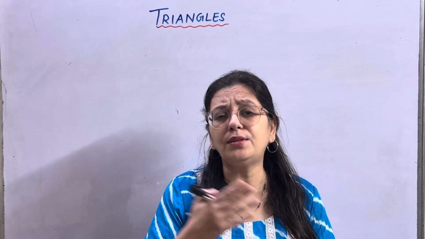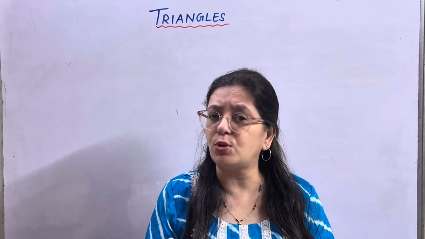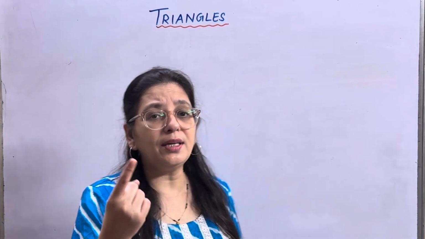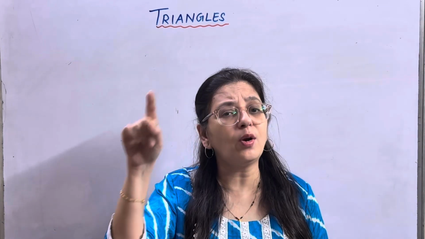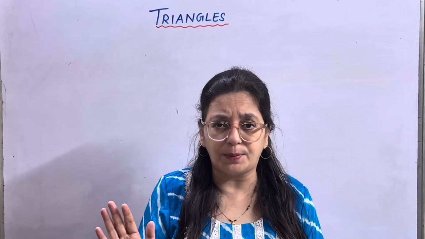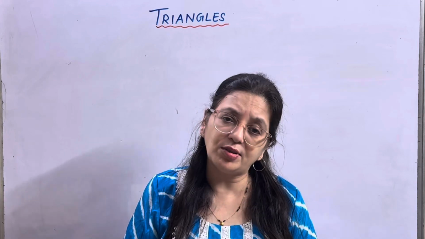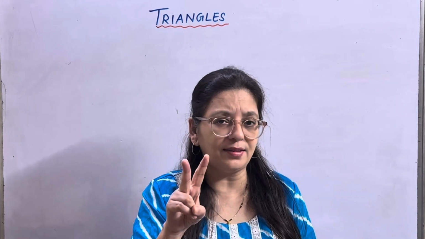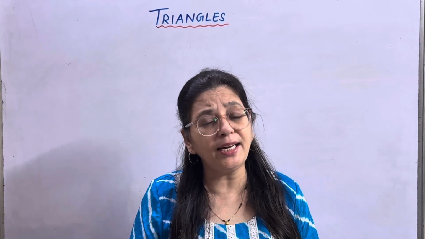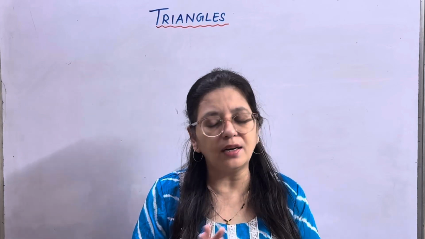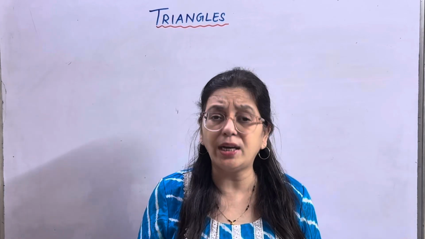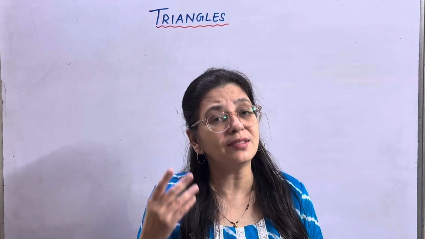Now, what are the different kinds of triangles based on their sides? The first one is an equilateral triangle, where all three sides are equal. Then comes the isosceles triangle, where two sides are equal. And lastly, the scalene triangle, where none of the sides are equal. This was based on the sides.